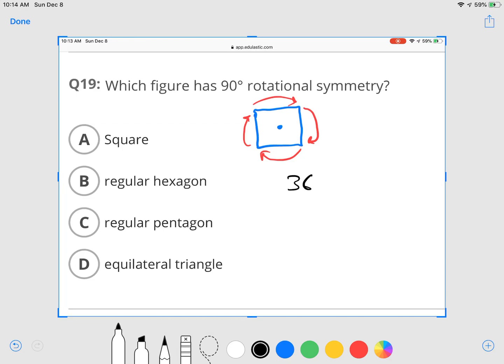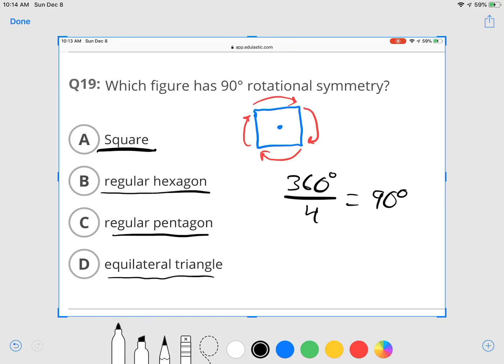A more technical way to do it is to take a full revolution, which is 360. Notice that all of these are regular, right? A square is a regular polygon. Here it says regular hexagon, regular pentagon, and equilateral triangle is also a regular polygon. All the side lengths are the same and all the angles are the same. So for all of these, you can apply the formula, 360 over the number of sides. 360 divided by 4 is 90, so that corresponds to a square. So A is the answer.